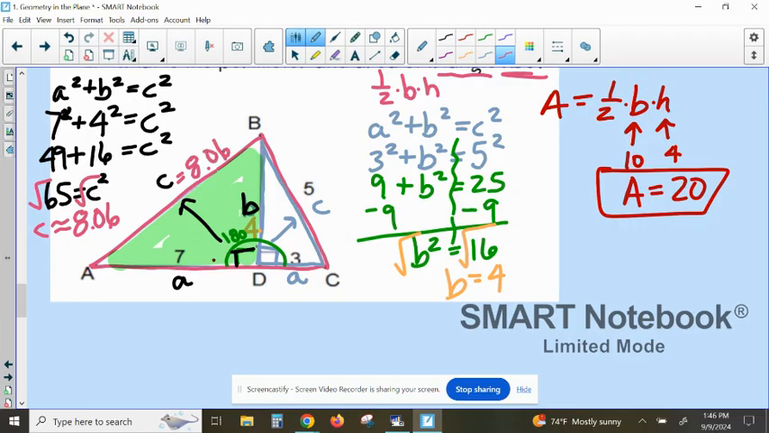Does that make sense? Because we have a side of 7 and a side of 4 and a side of 8. Looks good to me.